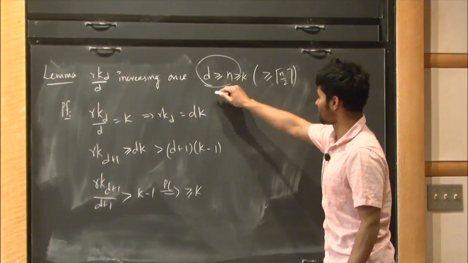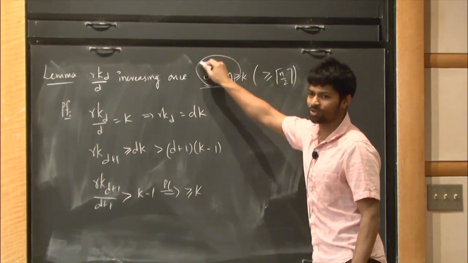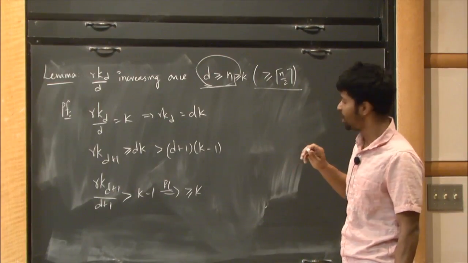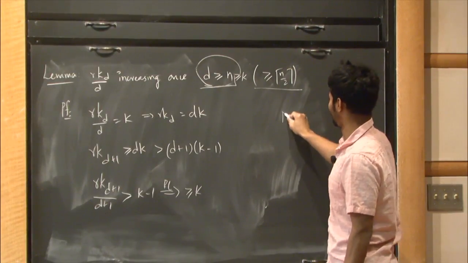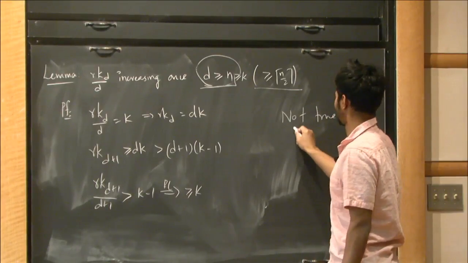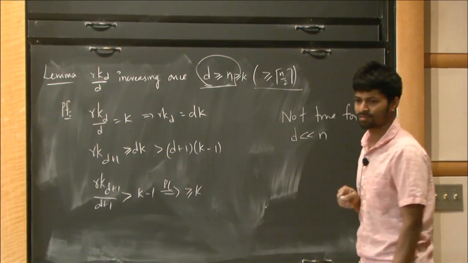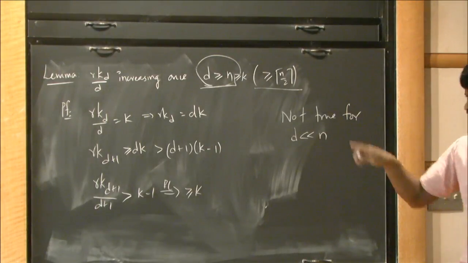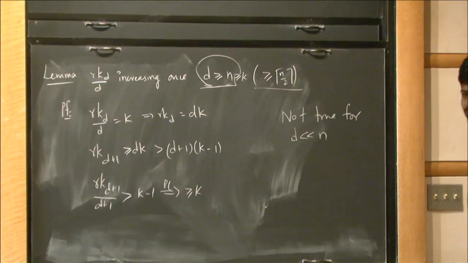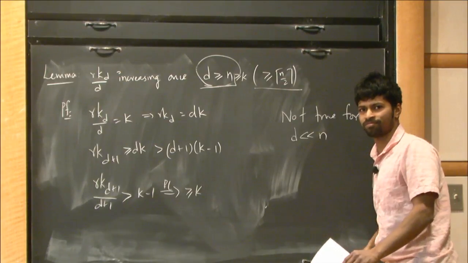The warning is this is only true once you take d to be greater than or equal to n, or with some tricks you can get it down there. But it's not true for small values of d. So it's kind of funny. This sequence can jump up and down a bit, and then eventually has to be reasonable.